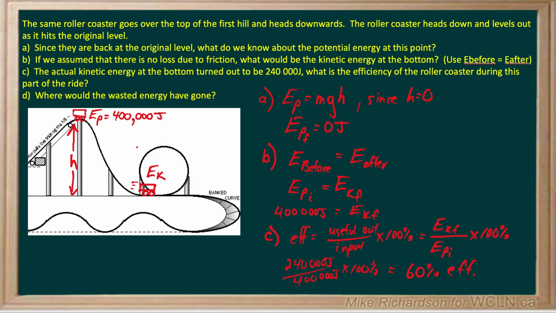Now, where would this wasted energy have gone? This is question D. Well, you can imagine as this roller coaster is traveling down the track, it's vibrating, creating a lot of unwanted kinetic energy, right? That's not in the linear sense. That's just vibrational kinetic energy. That in turn is creating sound, and there's friction on the track, so we're generating heat. So all of that energy, E heat, E sound, all that vibrational energy, etc., is all being wasted. And that's where that missing energy would have gone.